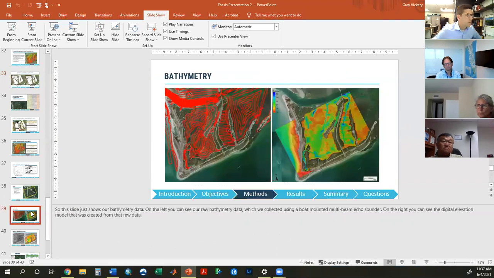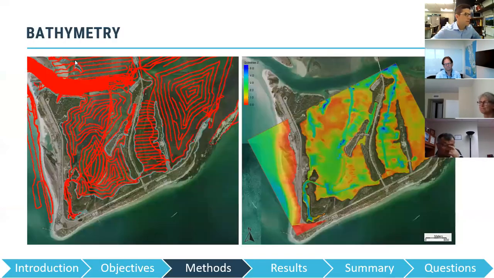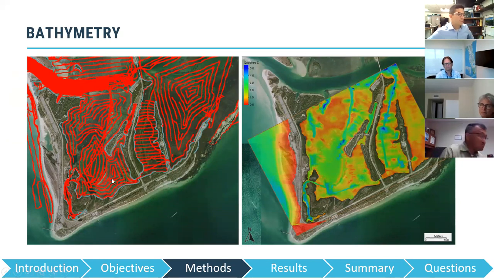Yeah, so the bathymetry data, we actually collected a lot of this for a different project. This was done before I came to USF. This is the raw data. This was collected using a boat-mounted single beam echo sounder. And then what you're looking at on the right is the digital elevation model that was created from that raw data.